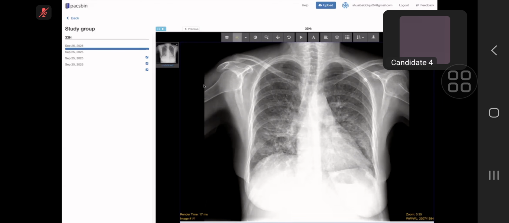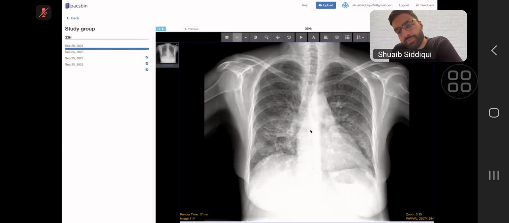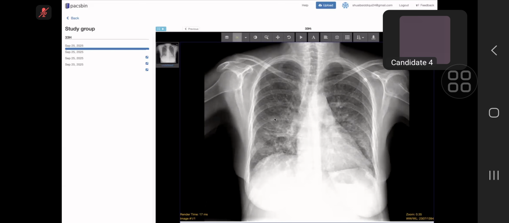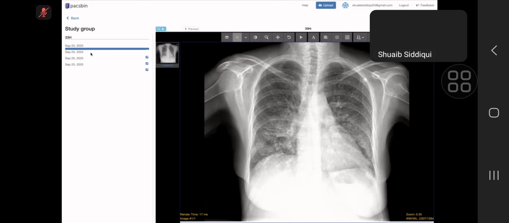Differentials could be pulmonary edema, or some other possibility can be interstitial lung disease with preserved lung volumes. And what would you like to do next? CT scan chest. Okay.